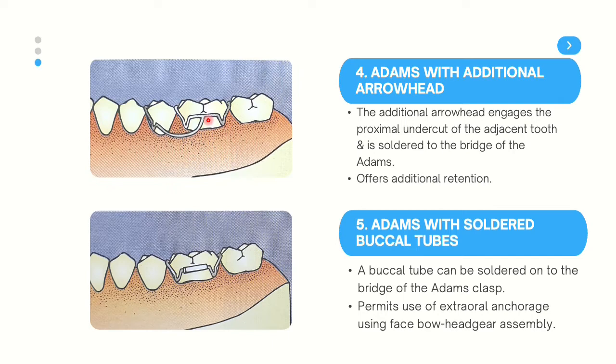And then the fifth modification is Adams with soldered buccal tubes. The buccal tube can be soldered on the bridge of the Adams clasp here, and then it permits use of extraoral anchorage using face bow headgear assembly. So usually we use the buccal tubes as a connection to the face bow that connects the headgear. Okay, let's see the next slide. There are some photos related to this kind of modification.